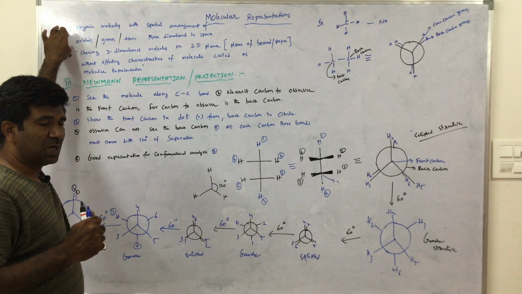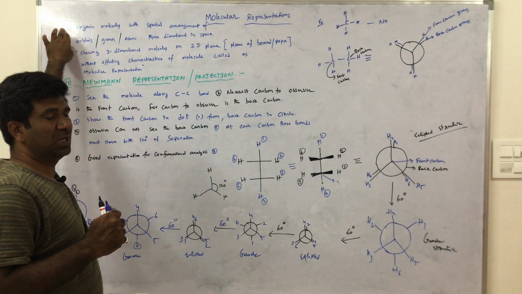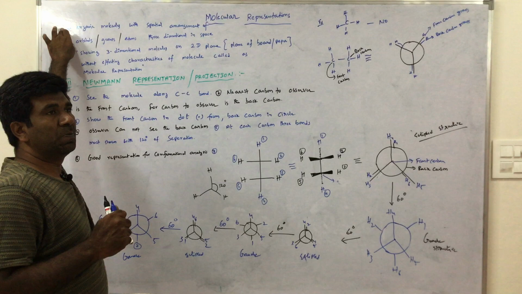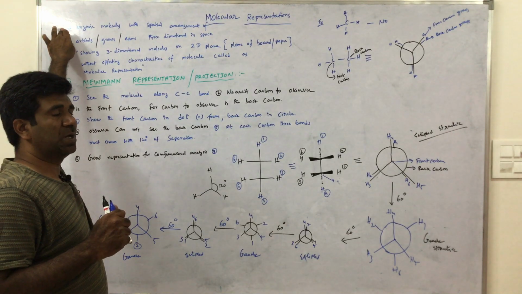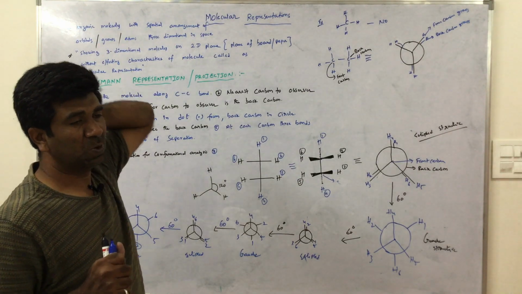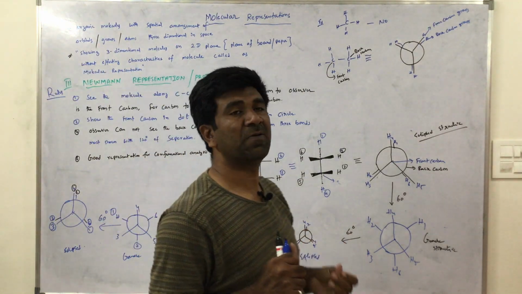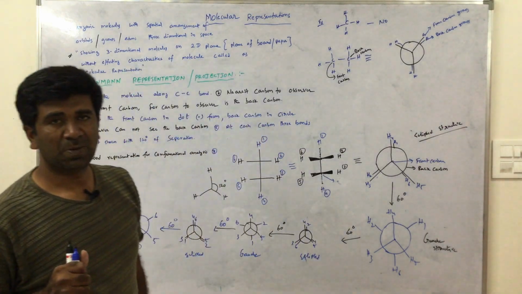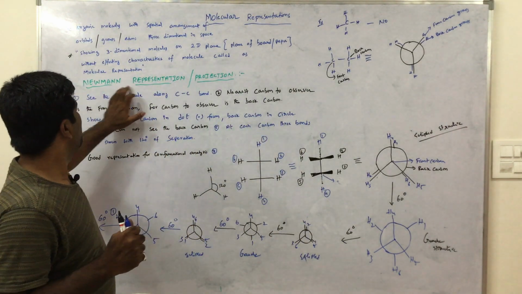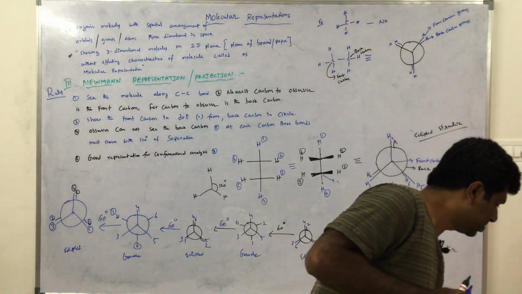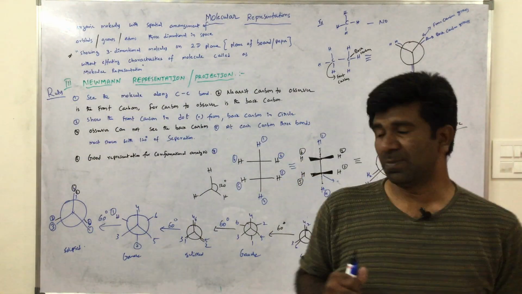That means organic molecules are in 3D space, and then we convert them into a 2D plane. In the 2D plane we observe the structure of the organic molecule. That's why we apply some rules and regulations for the prediction of organic molecules. In that procedure, the Newman representation or projection formula plays a very important role.